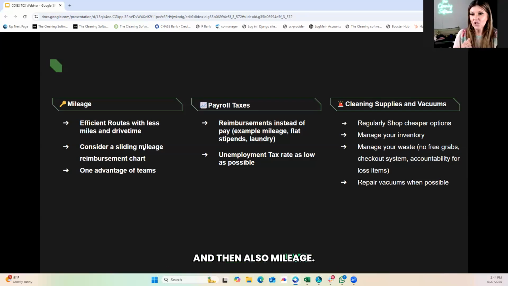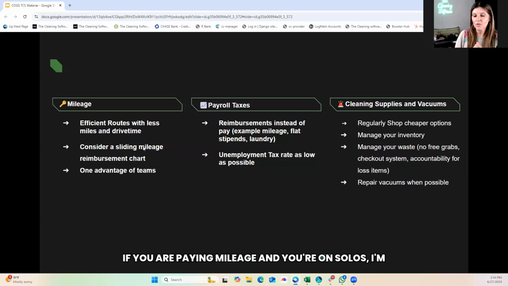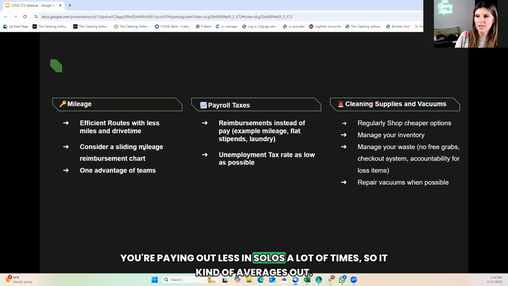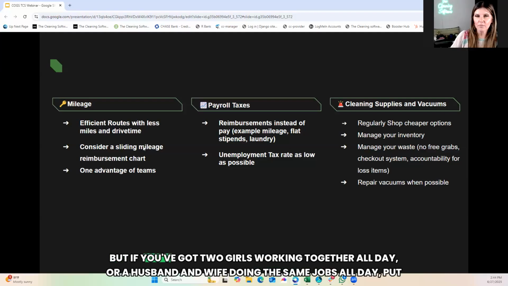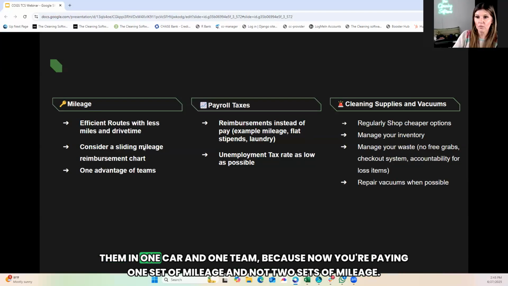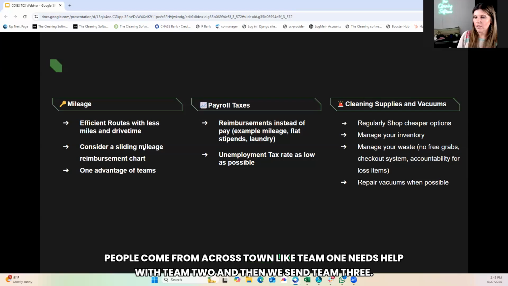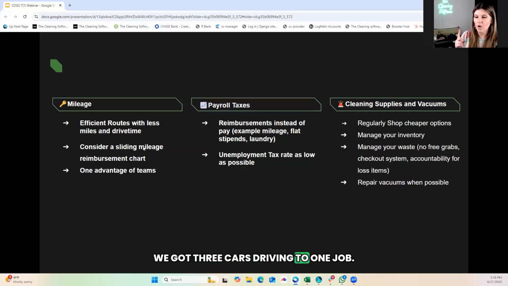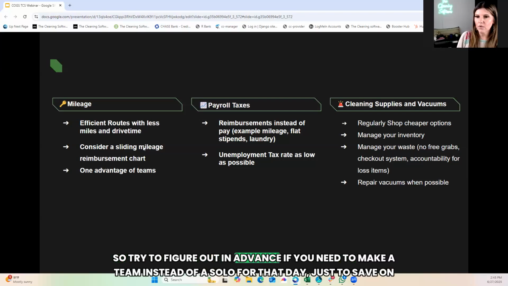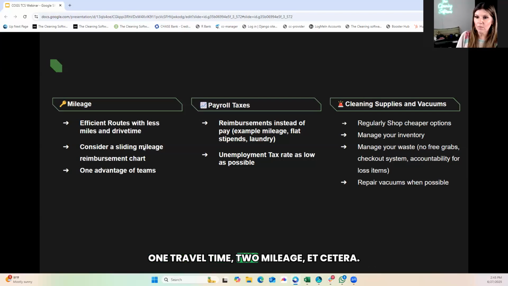And then also mileage. If you are paying mileage and you're on solos, you're paying out less in solos a lot of times, so it kind of averages out. But if you've got 2 girls working together all day or a husband and wife doing the same jobs all day, put them in one car and one team because now you're paying one set of mileages and not 2 sets of mileages. I've seen people come from across town, like team 1 needs help with team 2, and then we send team 3. We got 3 cars driving to one job. So try to figure out in advance if you need to make a team instead of a solo for that day, just to save on 1, travel time, 2, mileage, etc.